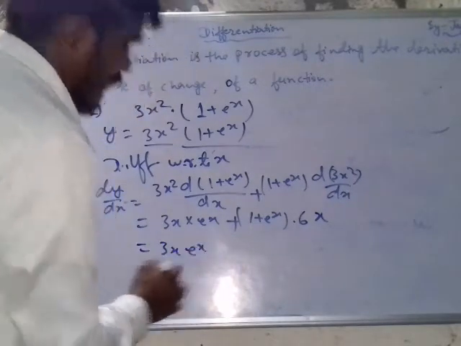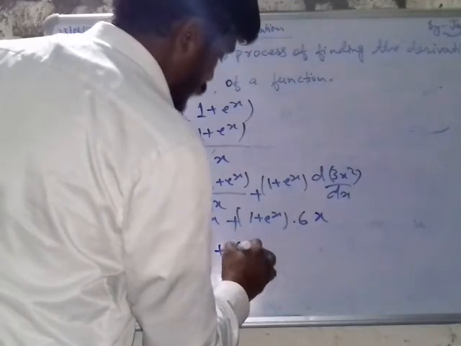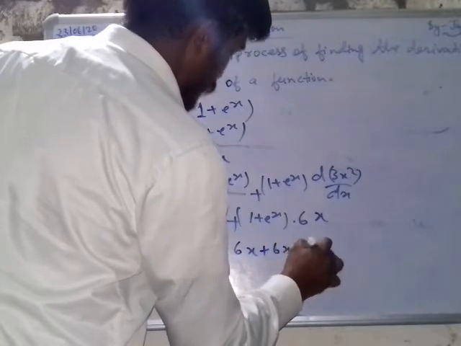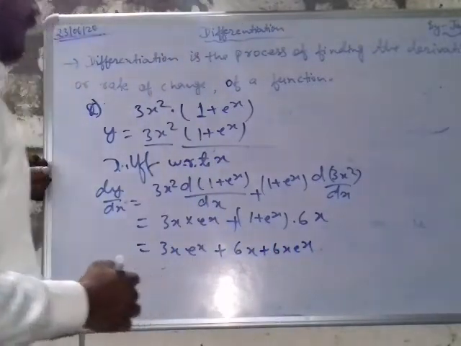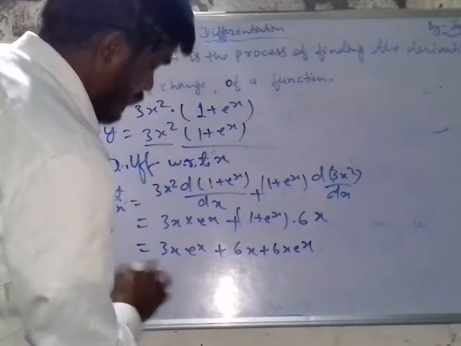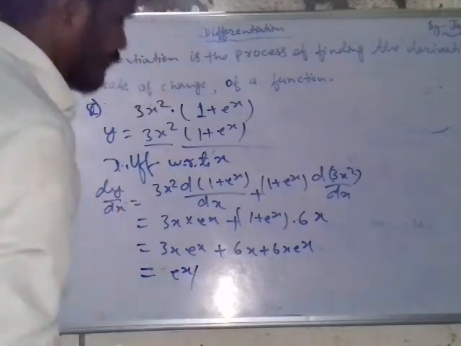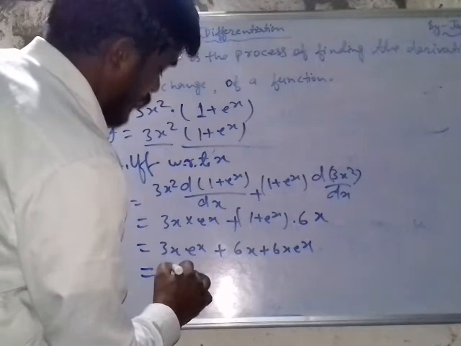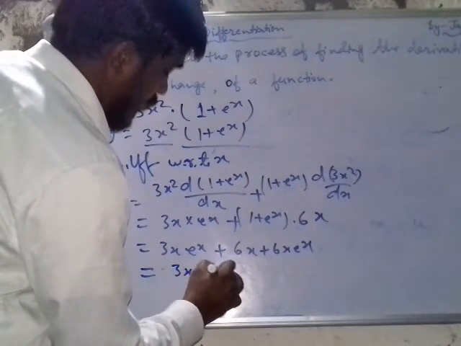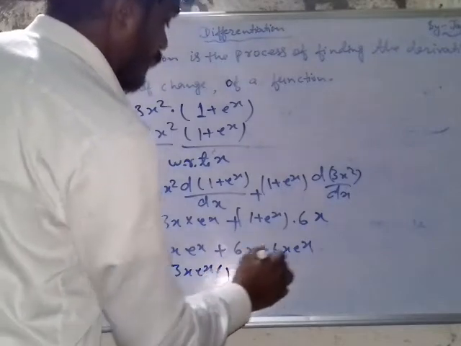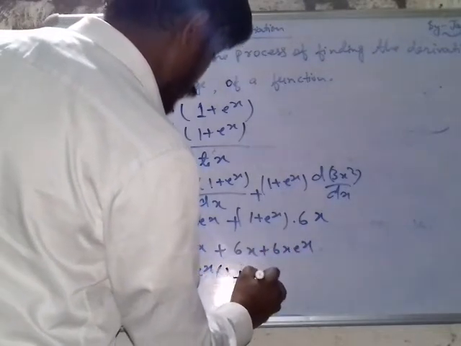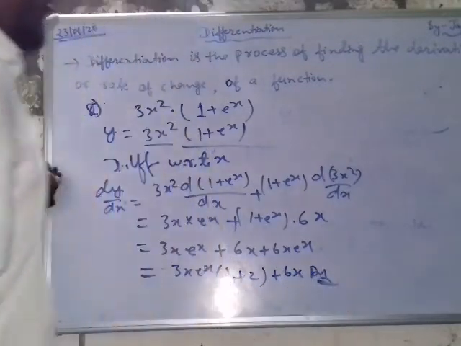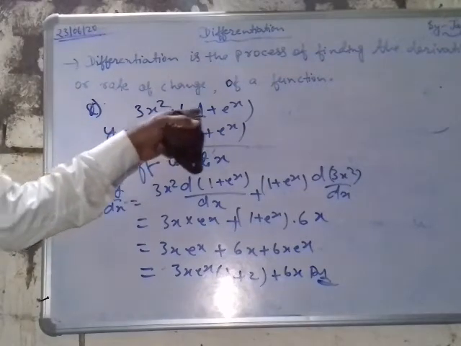Now we can simplify it: 3x square exponential x plus 6x plus 6x exponential x. Here we can take common 3x, then it becomes 3x times x exponential x plus 2 plus 2 exponential x, and this is the final answer for differentiation of 3x square into 1 plus exponential x.